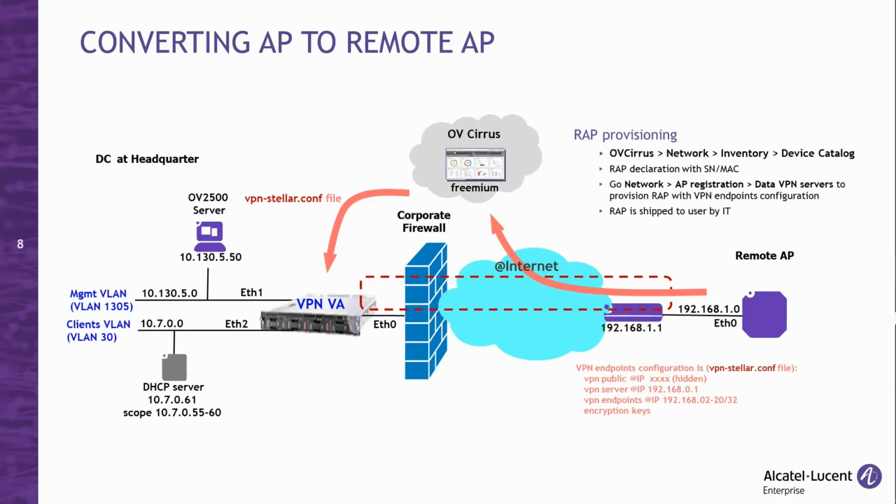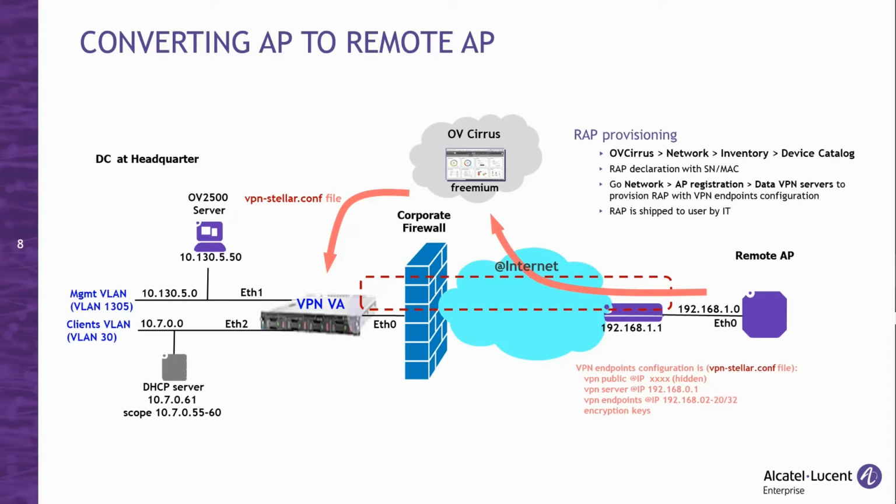I want to highlight the key management and configuration points for deploying RAP in this network with OmniVista release 4.6. First of all, the conversion of a Stellar AP to RAP is always done by the administrator from the main office before providing the RAP to the user. The AP must first be declared as a RAP in OV Sirius using its serial number and MAC address.